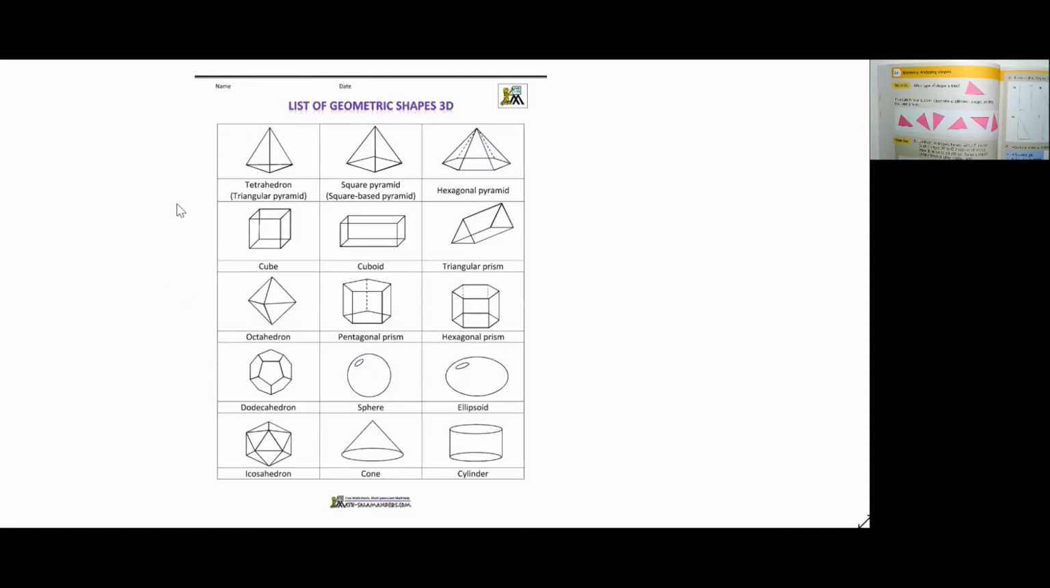So let's go with the names again. Tetrahedron, square pyramid, hexagonal pyramid, cube, cuboid, triangular prism, octahedron, pentagonal prism, hexagonal prism, dodecahedron, sphere, ellipsoid, icosahedron, cone, and cylinder.